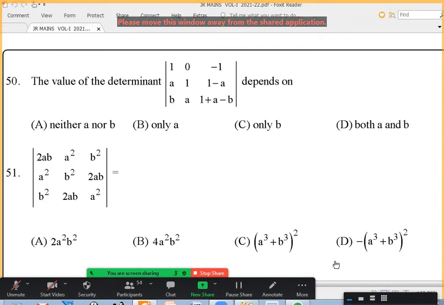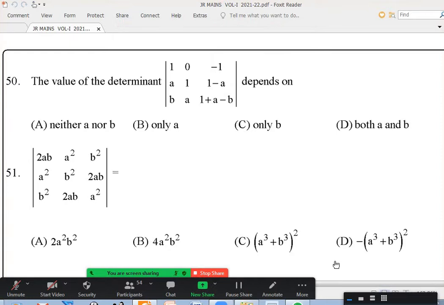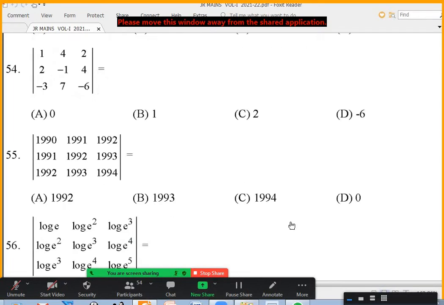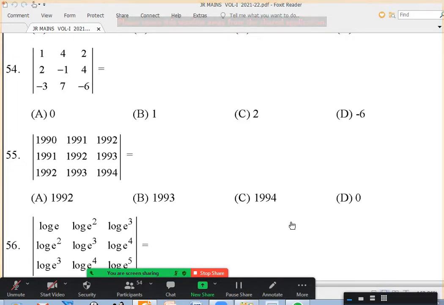Anybody any doubt about 50? No, sir. No doubt. Okay. Any doubt about 52? Anybody want to tell me how the 54 answer is 0? Sir, we take two common from the third column, then we get two columns equal. Yeah, the third column is 2 times the first column. So whenever one column is a multiple of another column, or take two common from the third column, two columns are equal, it's 0.